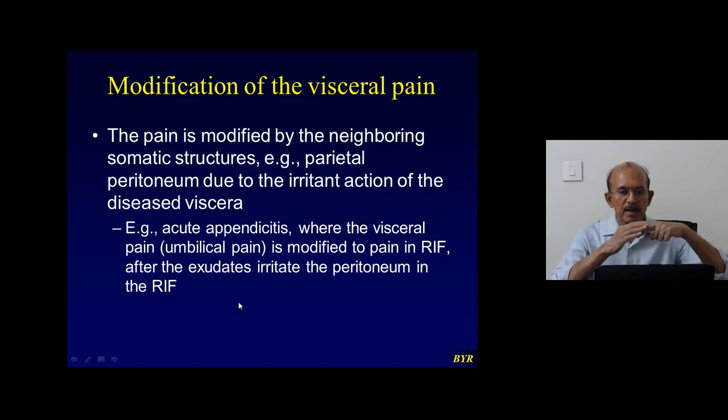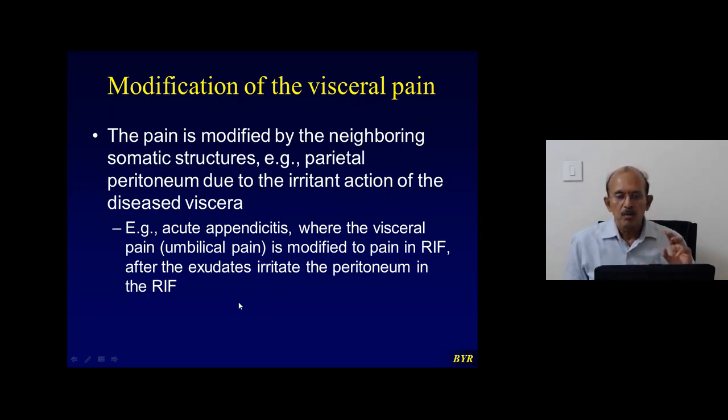The parietal peritoneum is a somatic structure. So once the peritoneum is irritated, the overlying muscles undergo severe spasm and they produce pain. Now the patient gets pain in the right iliac fossa. Now the patient is having two pains. One, the visceral pain of distension of the appendix. Number two, somatic pain produced from the irritation of the parietal peritoneum.